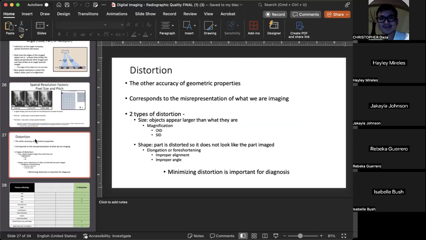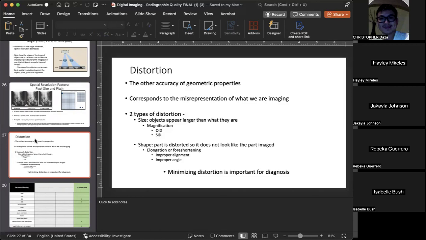The final thing that we discuss today is going to be distortion. With distortion, what we're looking at is the misrepresentation of what we're imaging. There's a couple factors that can go into that. The two types of distortion that we see are size and shape distortion.